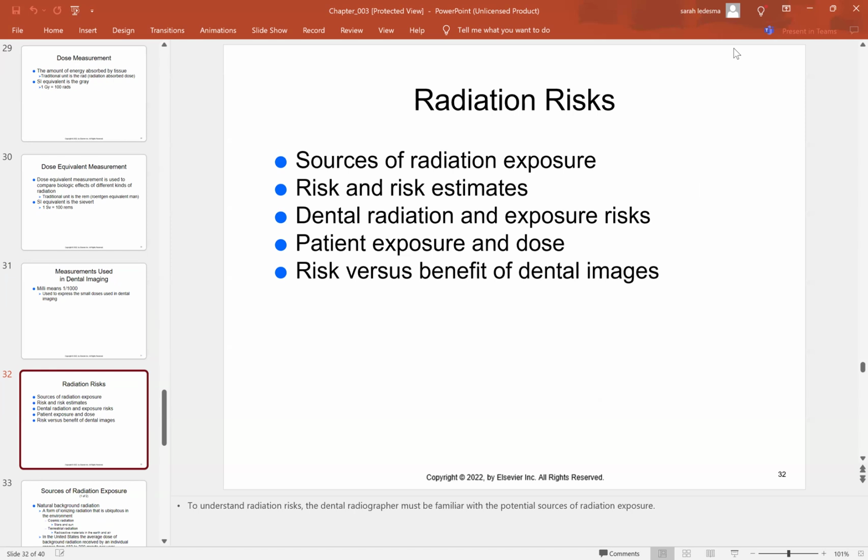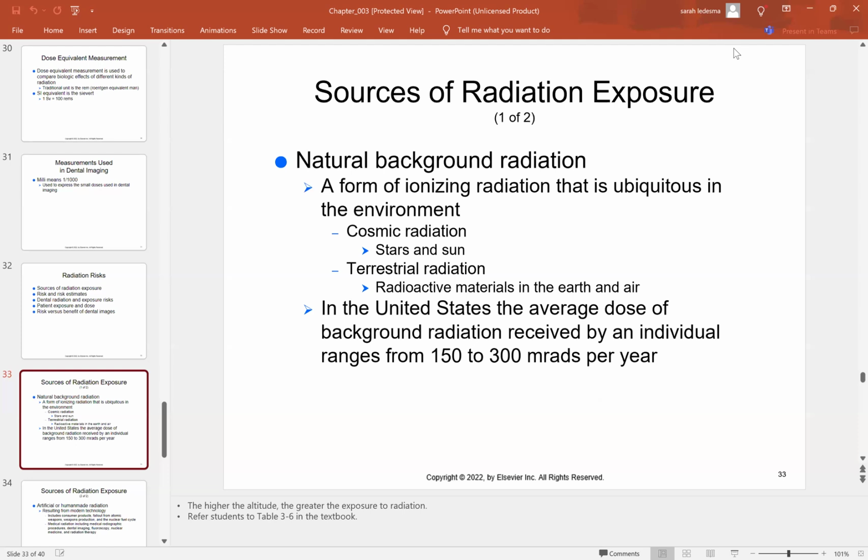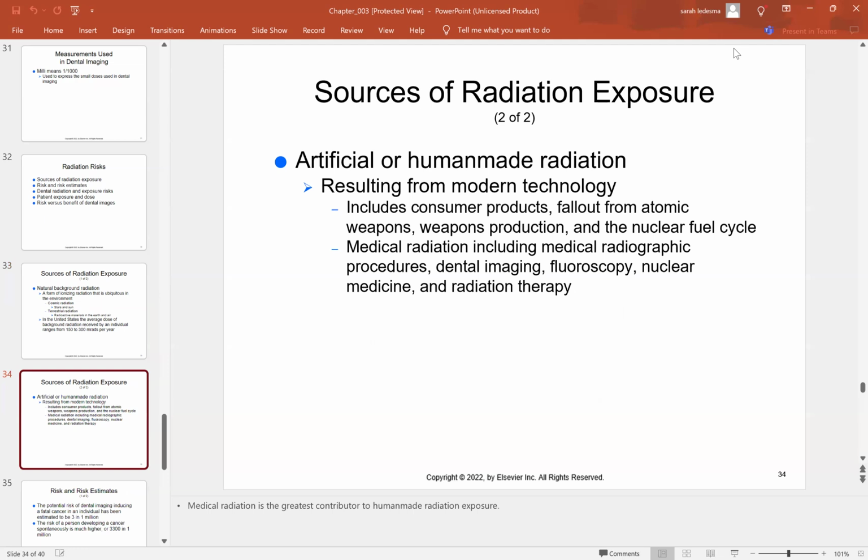Radiation risks. Sources of radiation exposure, risk and risk estimates, dental radiation and exposure risks, patient exposure and dose, risk versus benefit of dental images. Sources of radiation exposure. Natural background radiation is a form of ionizing radiation that is in the environment, including cosmic and radioactive materials in the earth and air. Then there is artificial or handmade radiation resulting from modern technology.